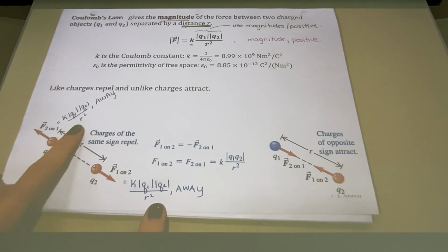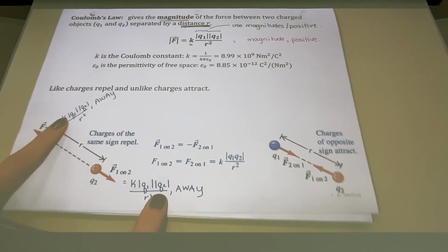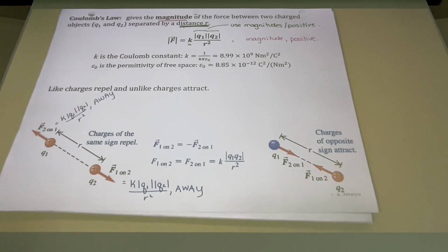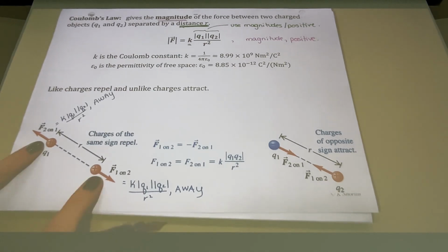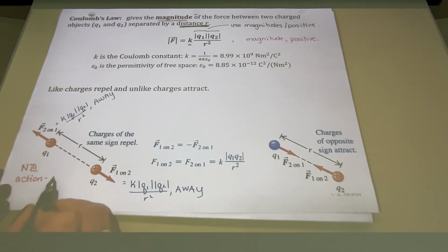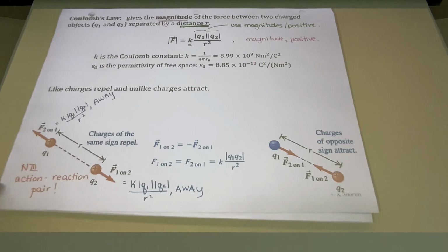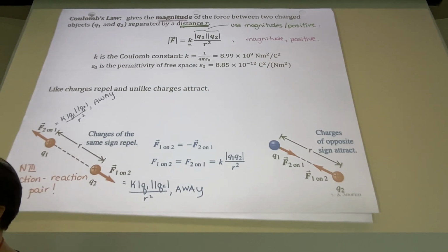What do you notice about the magnitudes of those two forces? They're exactly the same, right? They both have K, they both have R squared, and they both have the same charges. This makes sense when we go back to Newton's third law: for every force, there's an equal and opposite force. If I push on you, then you push on me with the same force, just in the opposite direction. So the force on 1 and the force on 2 are a Newton's third law action-reaction pair. We never get to leave Newton's laws behind altogether.